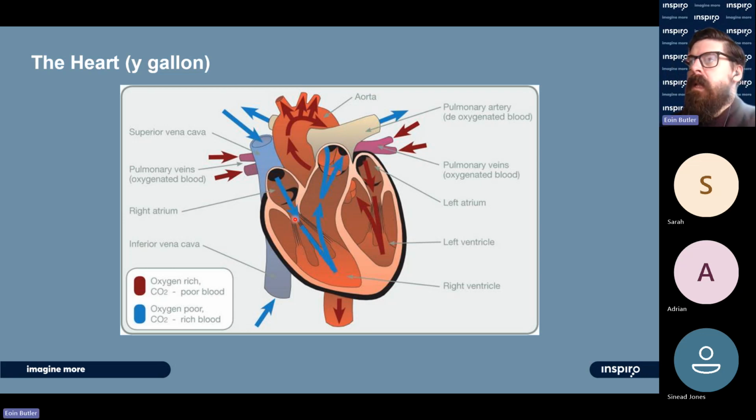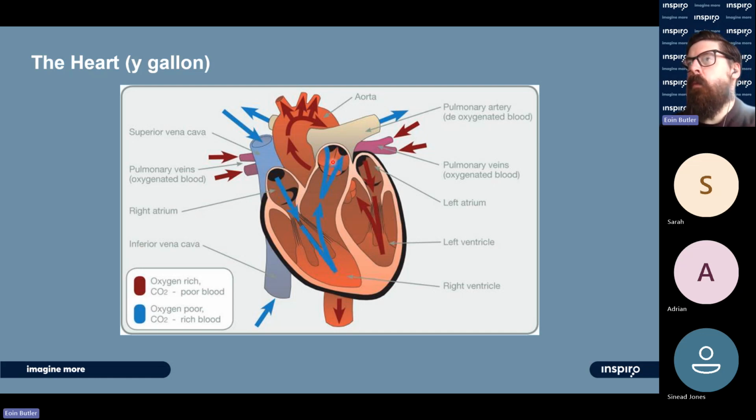The atrioventricular valve, which sits in between the right atrium and the right ventricle will open up, allowing blood to flow into the right ventricle. So this right ventricle here will fill up with deoxygenated blood. The muscle, the heart muscle, will contract and allow blood to flow out through this valve here, which is called a semilunar valve.